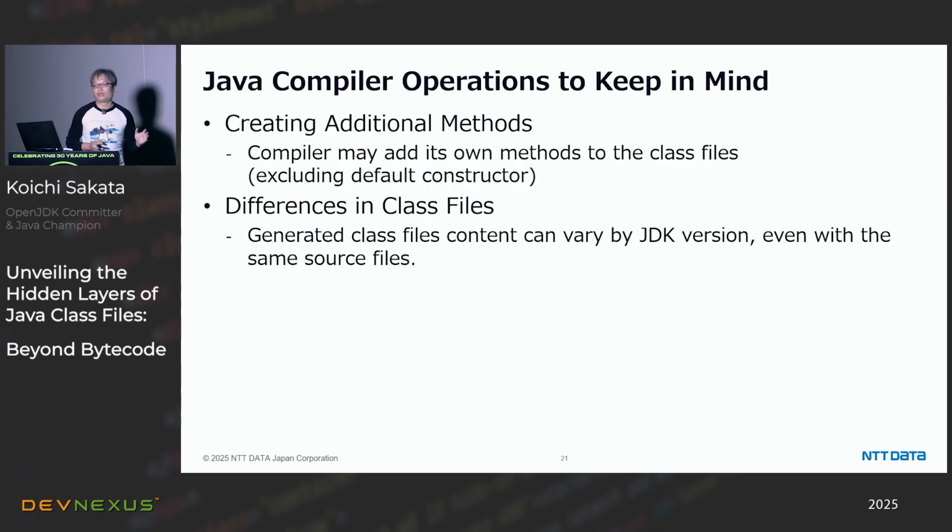When considering the operation of the Java compiler, there are a few things to keep in mind. The first is that the compiler may create and write its own method to the class file. This excludes default constructors. The second is that the content of the generated class file can differ depending on the JDK version, even with the same source file. We'll keep these perspectives in mind as we move along this session.